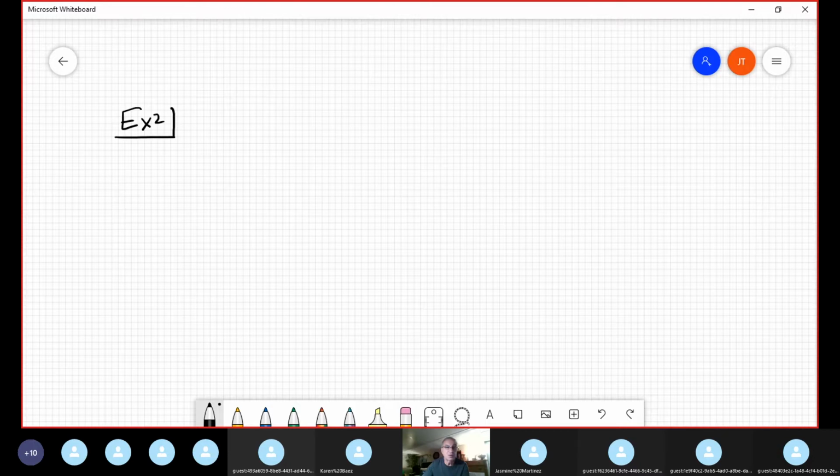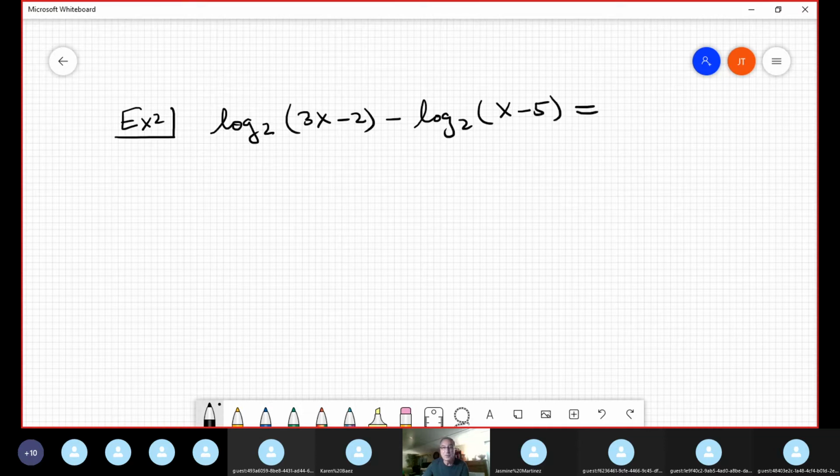Number 2 is logarithm base 2 of 3x minus 2 minus logarithm base 2 of x minus 5 equal 4. It's a coincidence that it is 4 on the right hand side. Again.